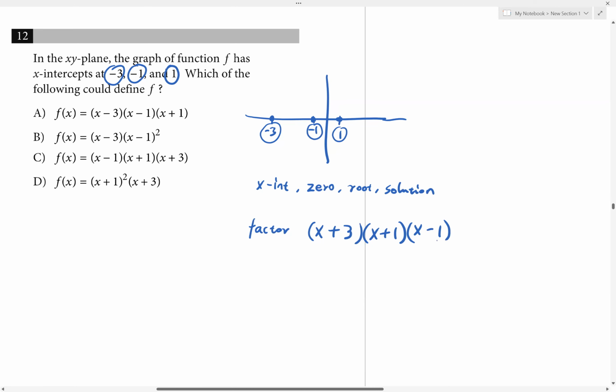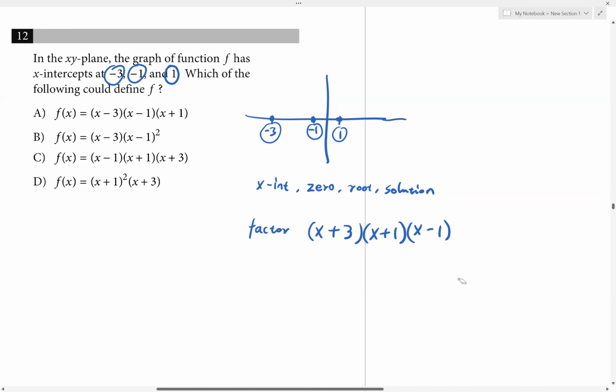The factored form is always going to be opposite because if you have the factored form and want to solve for x, you have to set each factor equal to 0 and solve for x. It would be x plus 3 equals 0, x equals -3. You see, when we solve, the sign is flipped. That's why when we put it in factored form, we have to switch the sign as well. So we know we should have these factors here.